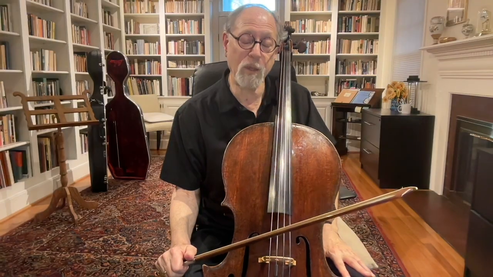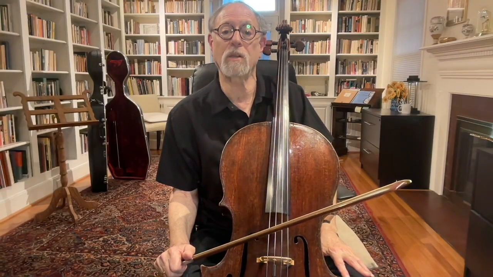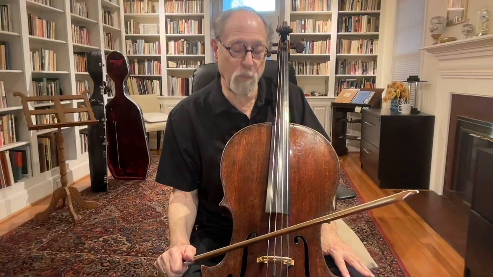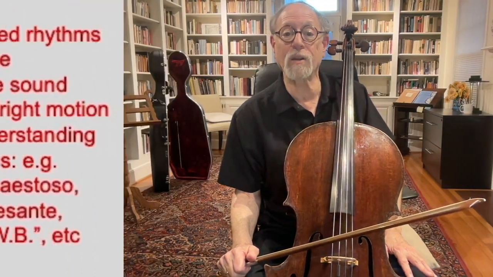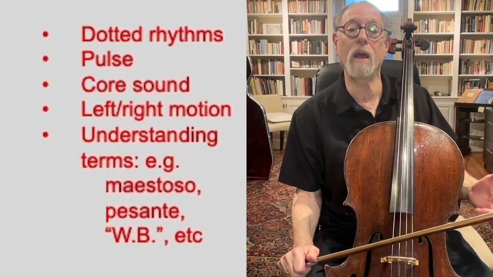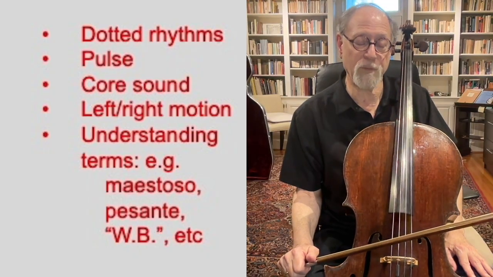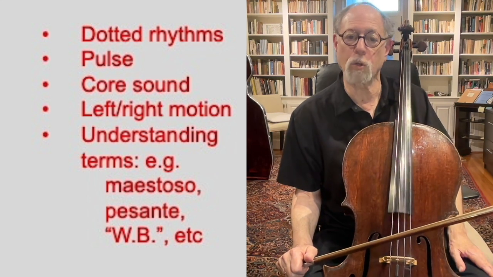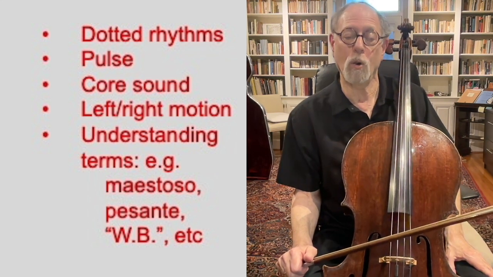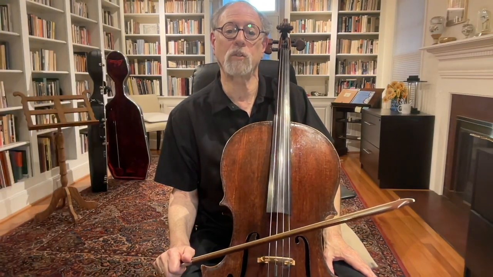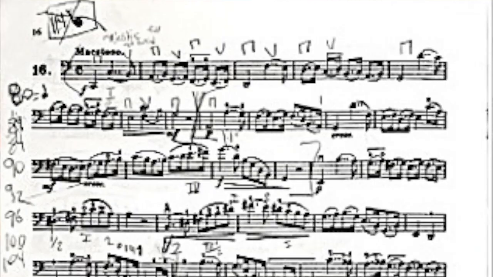Then the following week, when I hear the student playing this etude for the first time, I can already get a sense of what the most important issues will be: the dotted rhythms, the pulse, the left-hand issues or dynamic issues, or even understanding the various words that are here, including maestoso or crescendo or WB for whole bow or pesante, etc., etc. So here's an example of a student's music after working on it for 2 weeks.